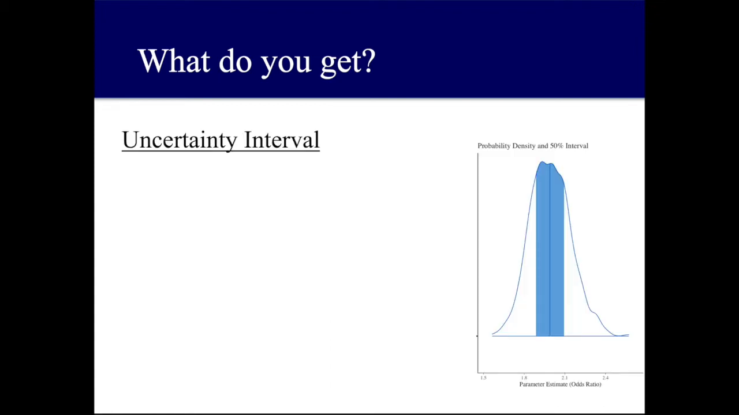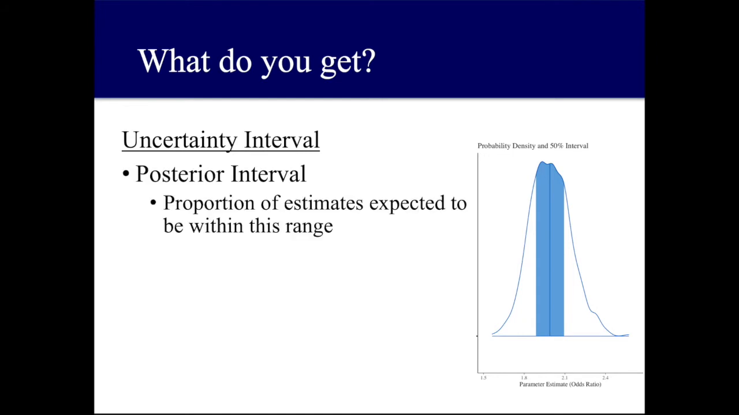What about representing uncertainty? Well, with the Bayesian paradigm, once you've estimated your posterior distribution, you can just describe an interval that's relevant to the conclusions from that distribution. We call this a posterior interval or a credible interval, and it simply represents the proportion of estimates expected to be within this range. So for a 50% interval, we would expect 50% of patients to have an estimate of effect between this point and that point. So it's very intuitive and provides readers with information they need to know.